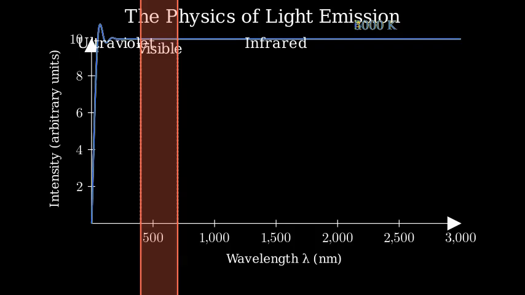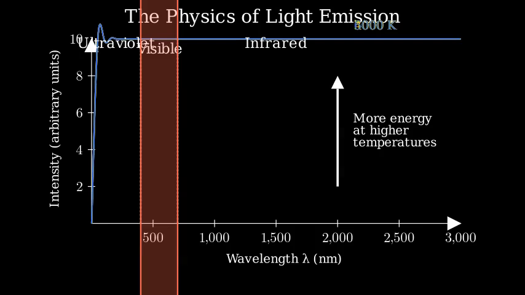Now, let's analyze these blackbody radiation curves. First, notice that hotter objects emit more energy at all wavelengths. The 6000 Kelvin curve is higher than the 5000 Kelvin curve, which is higher than the 4000 Kelvin curve, and so on. Second, observe that as temperature increases, the peak of the curve shifts to shorter wavelengths.